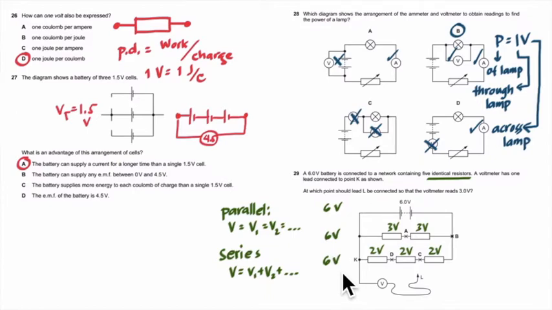When you use the voltmeter here and place it in A, what you will read in the voltmeter is the voltage between these 2 points, which is 3 volts.